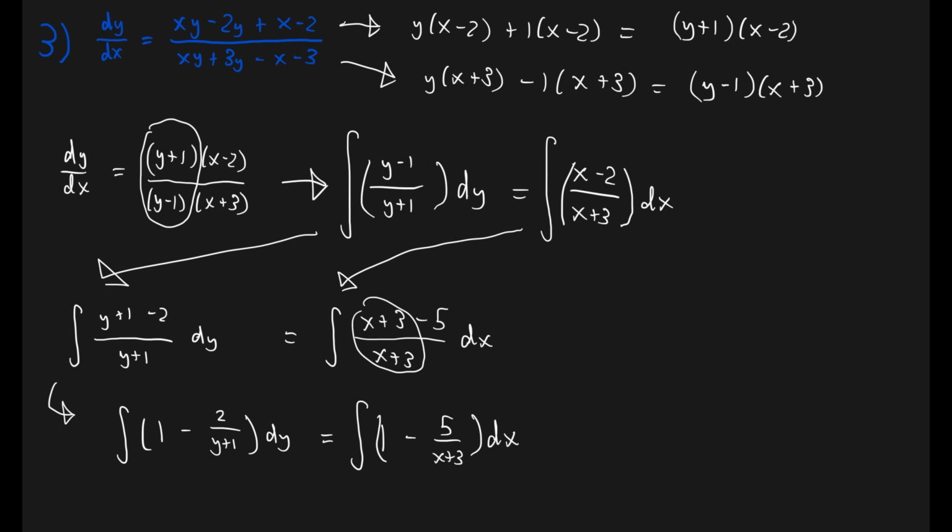All right. So from here, we can just go ahead and integrate these. The integral of 1 dy is y. And then we're going to integrate this part of the equation separately. And we know that this is the same as 2 times the natural log of the absolute value of y plus 1. For the right side, we're going to go ahead and integrate just the 1, which we know is going to be x, nice and easy. Then this is just going to be 5 times the natural log of the absolute value of x plus 3.